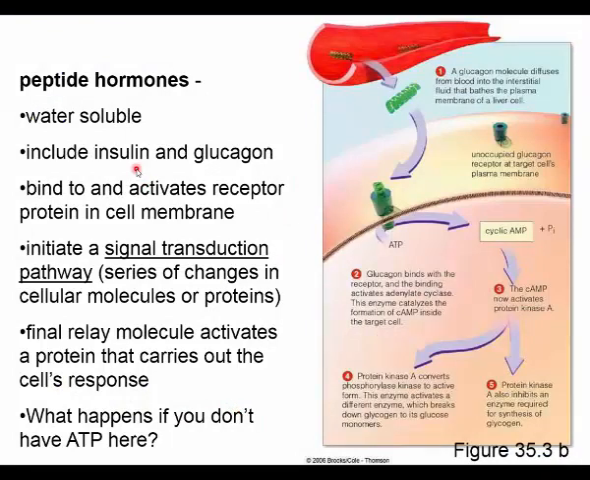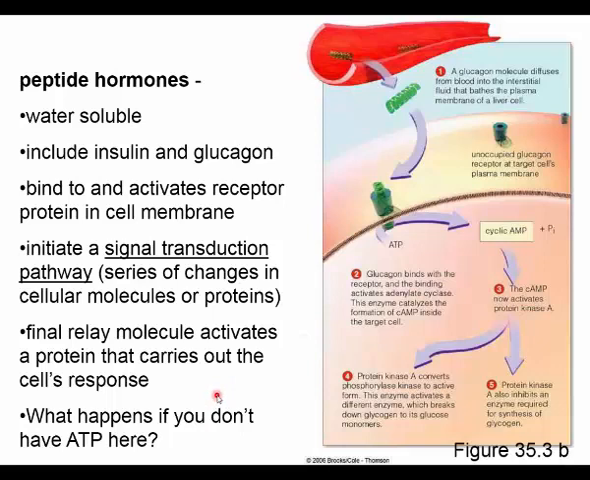So examples are insulin and glucagon. Because they're water soluble, they're not able to pass across the membrane, which is of course hydrophobic, and then anything water soluble is hydrophilic. So it has to get bound to a receptor. And what it does is it creates a signal transduction pathway where the hormone is bound to the receptor. And on the inside, that secondary messenger ATP gets turned into cyclic AMP, which will then go and cause a bunch of other series of reactions to occur.